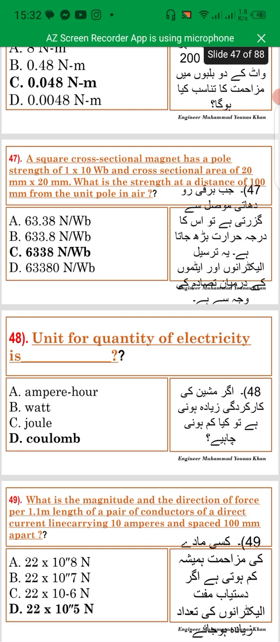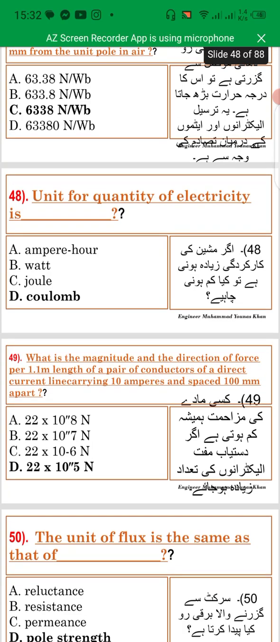A square cross-sectional magnet has pole strength of 1 × 10 Weber and cross-sectional area of 20 mm × 20 mm. What is the field strength at a distance of so mm from the unit pole in air? 338 Newton per Weber. Unit for quantity of electricity is coulomb.